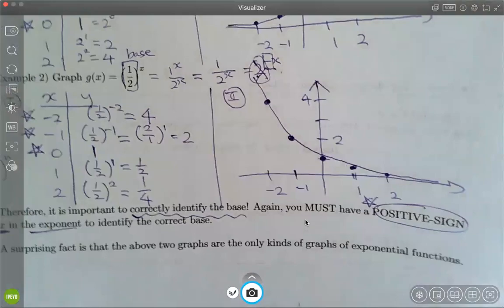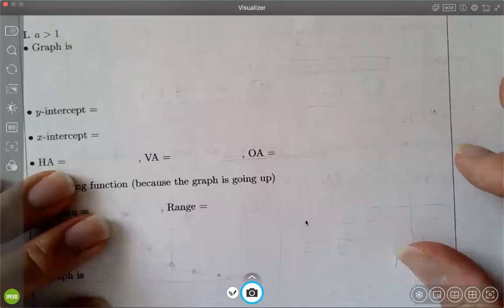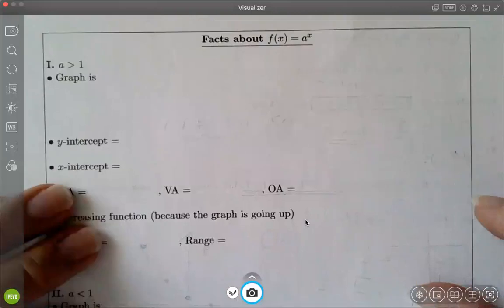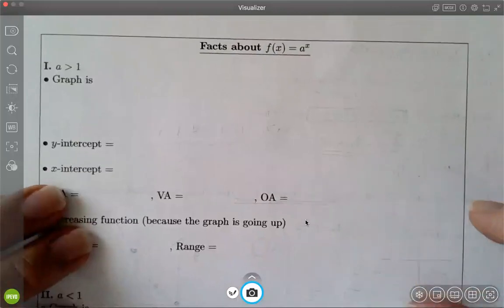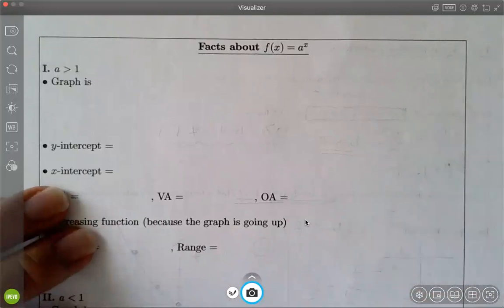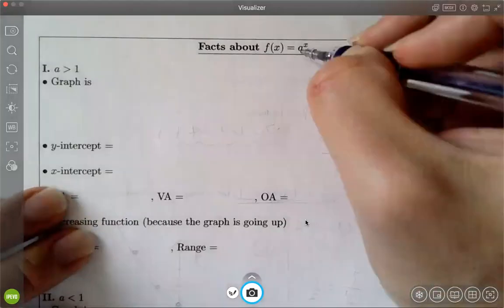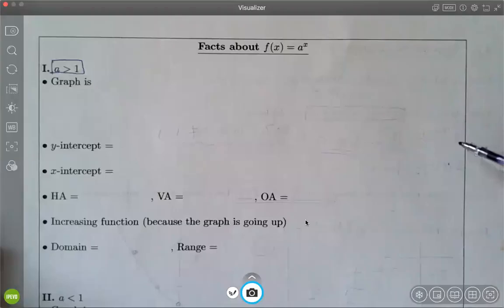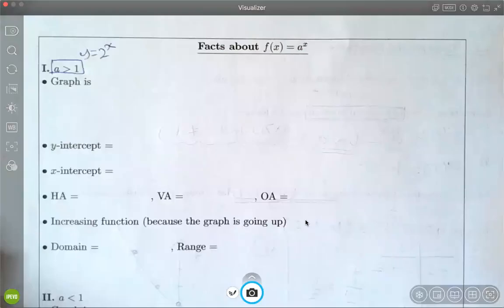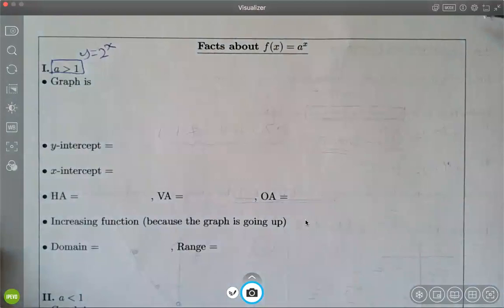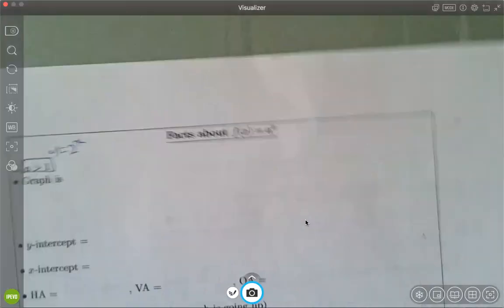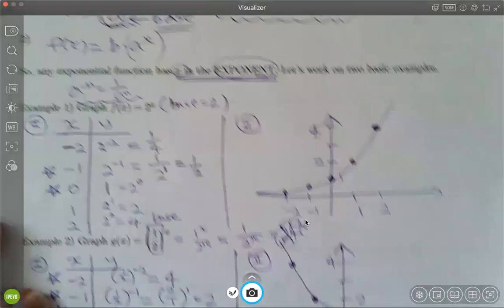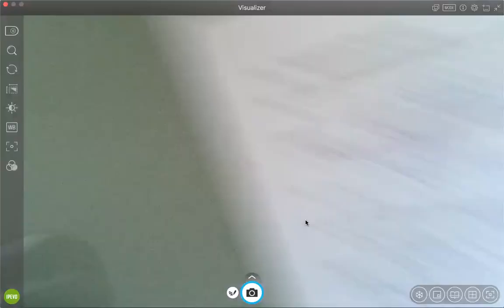Okay, so here are the facts about a to the power x. Remember the condition for the base was positive other than 1. That's why we have these two subcases. Number 1, a is greater than 1. For example, f of x equals 2 to the power x. So how did the graph look? It was an increasing curve, right? And it will have the exact same graph.